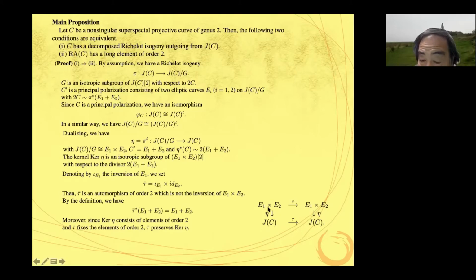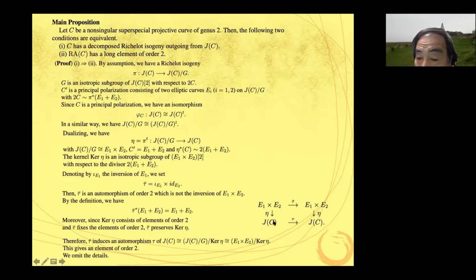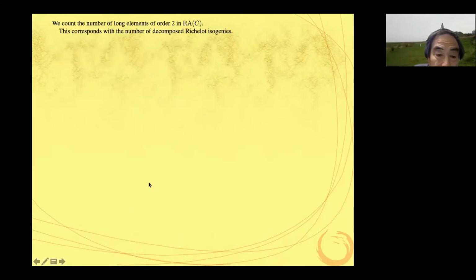So this automorphism, we can make a descent of this automorphism from here to here. So this one becomes an automorphism of the Jacobian of C, and this is not inversion. So this becomes an automorphism of order 2 on this space, and we can show that this one is a Richelot element of the curve C. This is the outline of our proof.